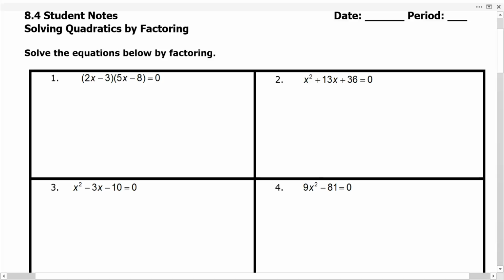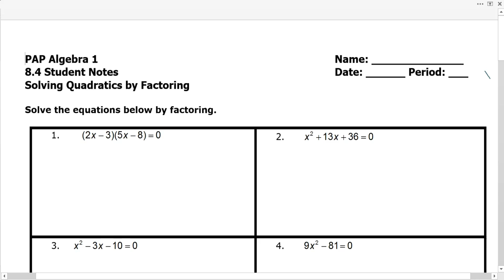Okay, we are going to do 8.4, solving quadratics by factoring. Last week we were solving quadratics by graphing, and we were putting the quadratic formula into the calculator and looking for the solutions, which were where the quadratic crossed the x-axis. And there were two solutions if it crossed twice, one solution if it changed direction right on the x-axis, or no solution if it never even met the x-axis.